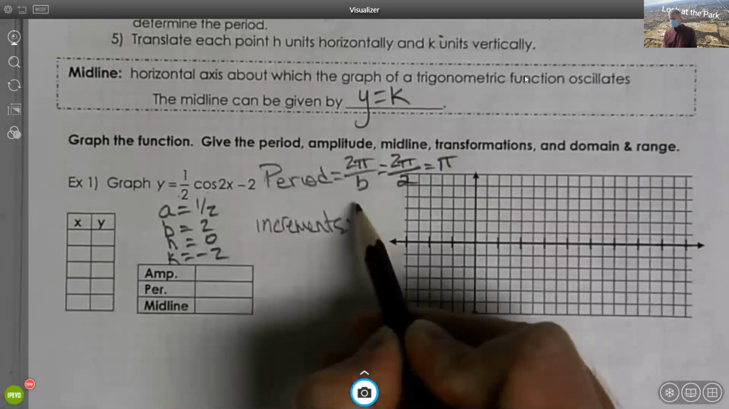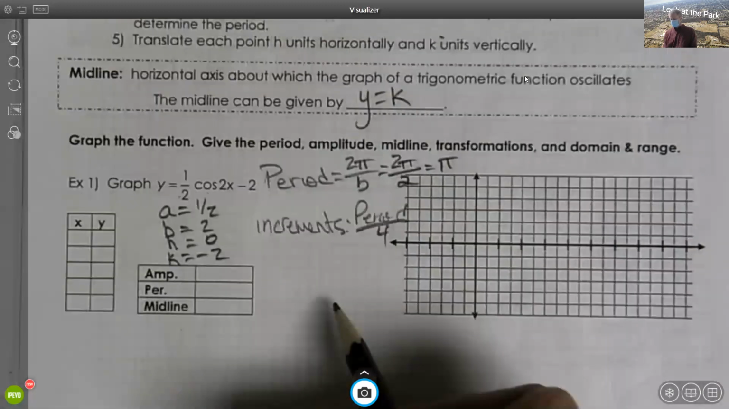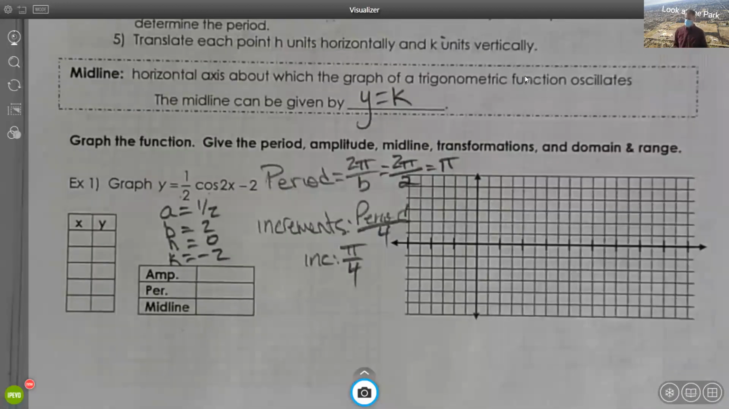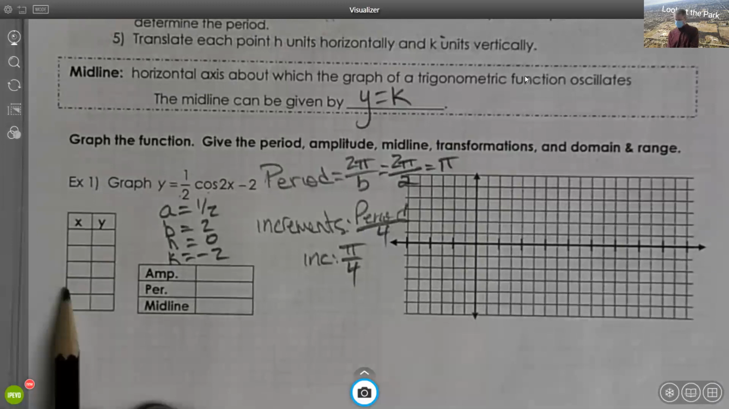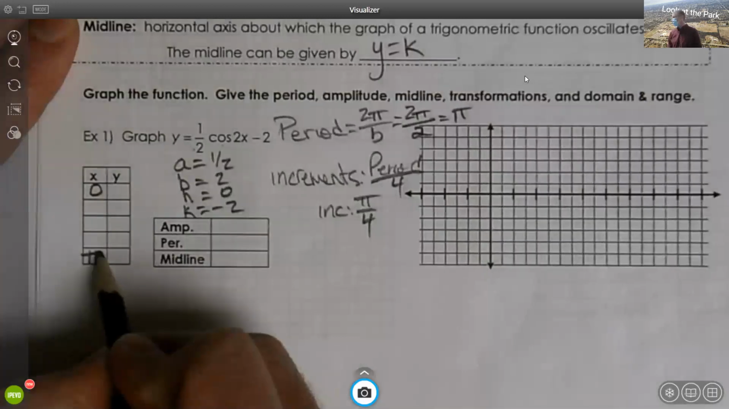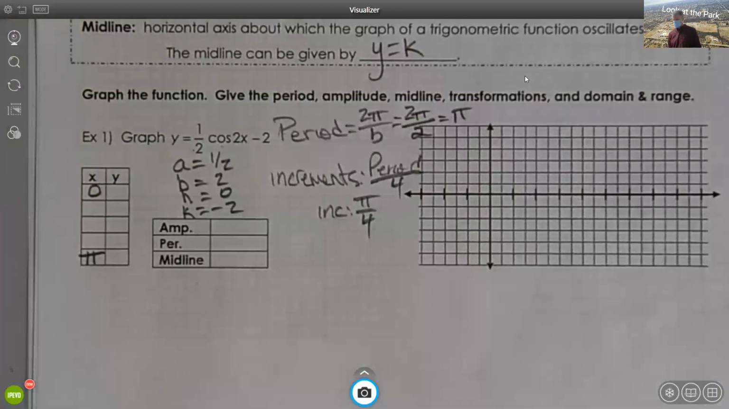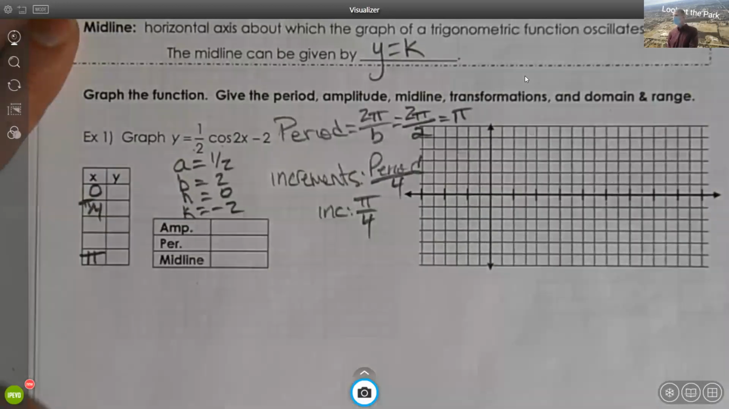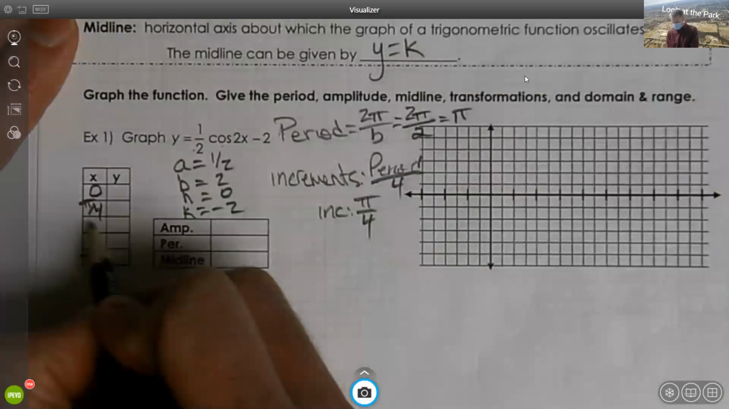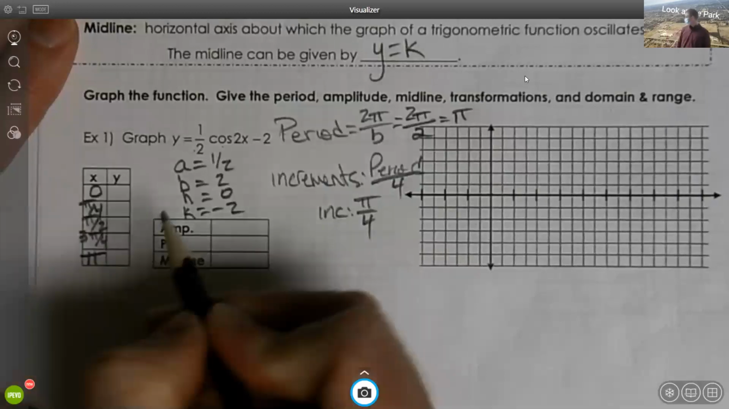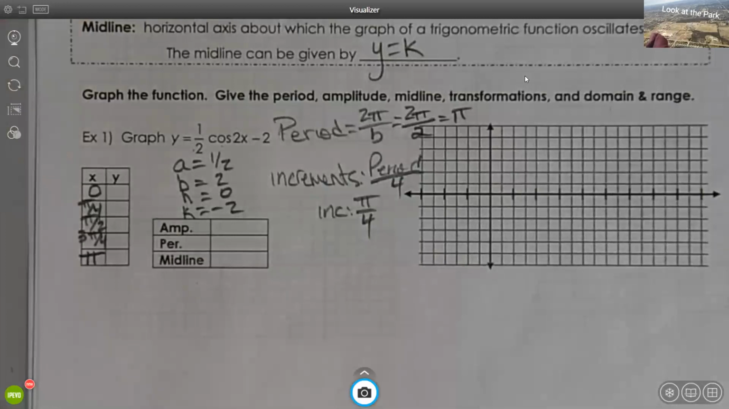We can find our increments by period divided by 4. So that's going to be pi divided by 4 are the increments. So if you like to fill out the table, you could fill out the table starting with 0, ending with the period, because you know you've got to get to that point eventually. And our steps to get there is going to be pi over 4. 2 pi over 4 can be reduced. 3 pi over 4. And then our 4 pi over 4.